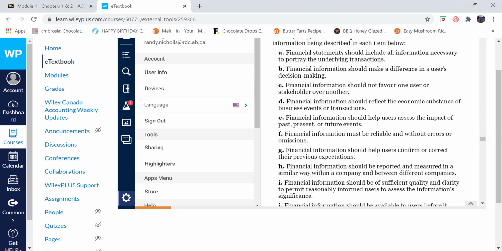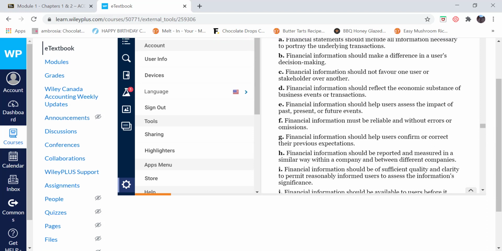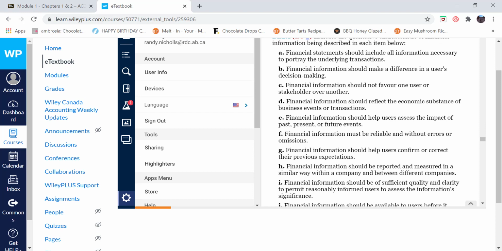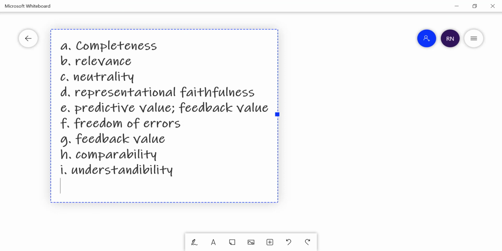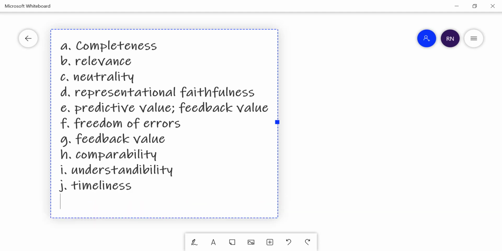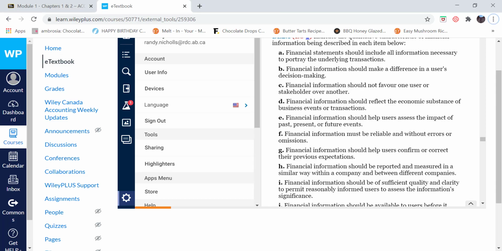And I'm running out of space on here, but if I look in the book, financial information should be available to users before it loses its ability to be decision useful. That's timely. Timeliness. Right? It's got to get out in time that you can do something with it. If you have to wait 5 years to get financial information, it's not going to be of any use.